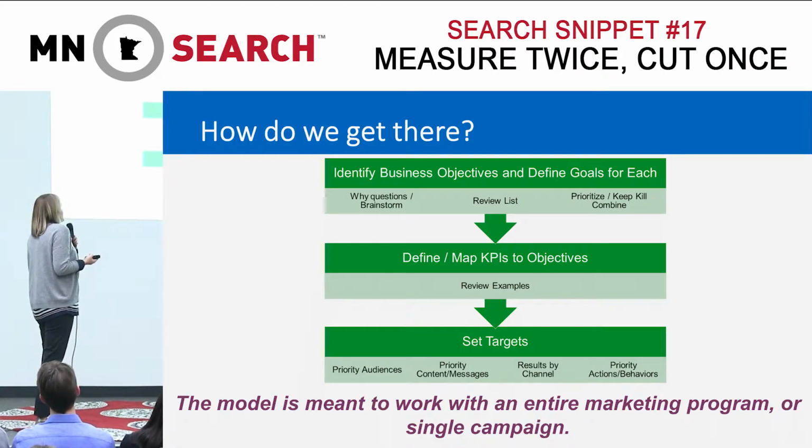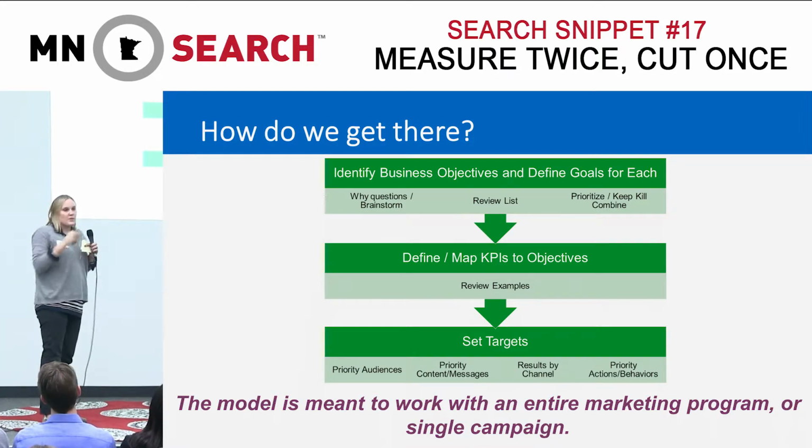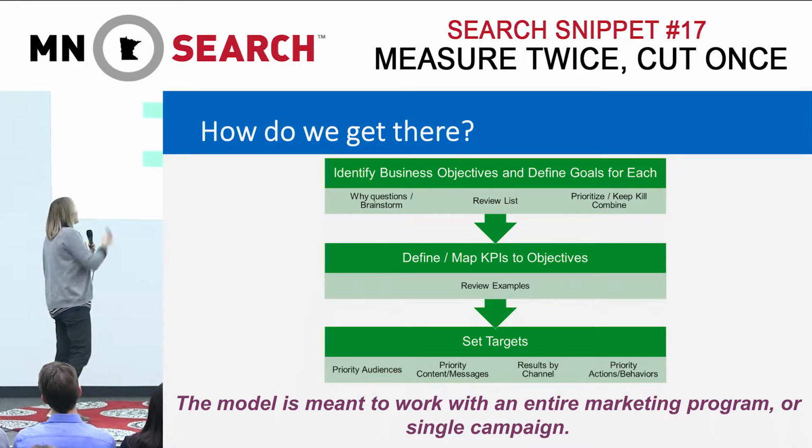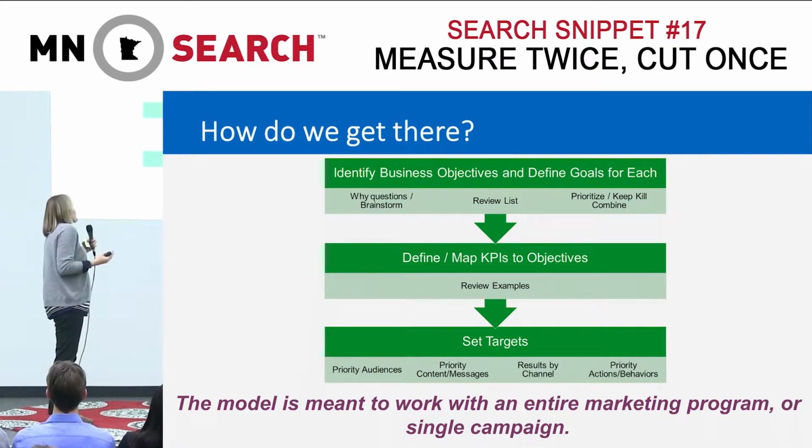Okay, how do we get there? This top level here, this is an executive sort of level thing. You're going to be getting business objectives from an executive level. You're doing your why questions, you're reviewing the list, and you're prioritizing, you're keeping, you're killing. The next level is defining and mapping KPIs to objectives. That's going to be more of your director, manager level conversation. And you're going to review those examples.